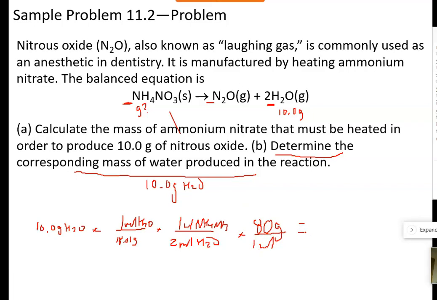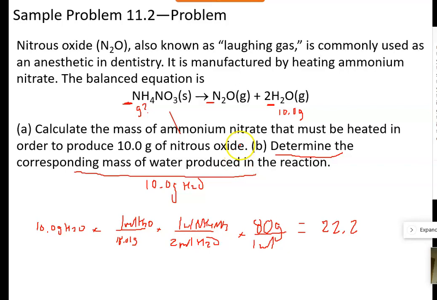So 10 times 80 divided by 2. So 22.2. Okay. So just to kind of remind you, the answers aren't there. Just to remind you how to do it.